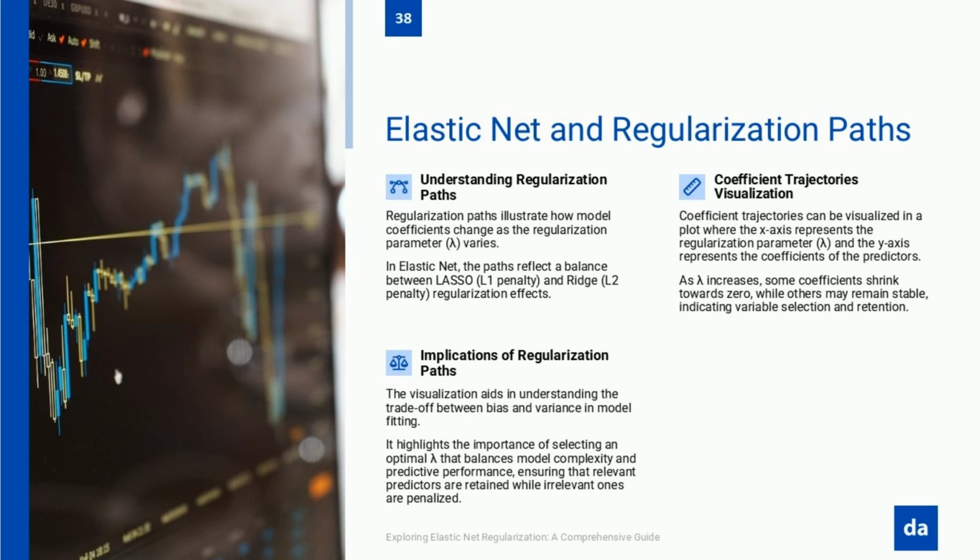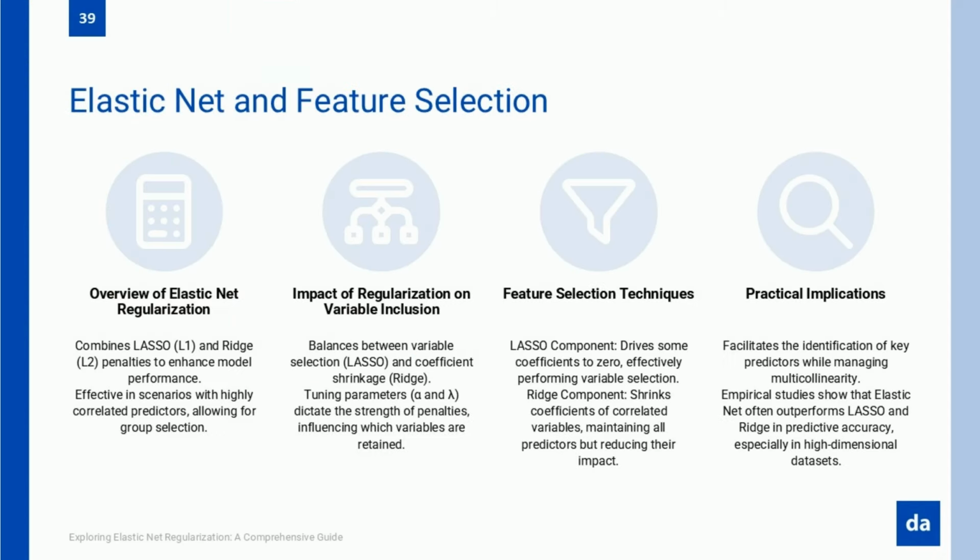Now that we understand how Elastic Net refines its predictions, let's dive into another major advantage: how it improves feature selection without sacrificing performance. One of the biggest challenges in machine learning is deciding which features actually matter. Too many variables can lead to overfitting, while too few can cause underfitting. Elastic Net provides a built-in solution by automatically selecting the most relevant predictors while keeping the model stable, making it one of the most effective feature selection methods available.